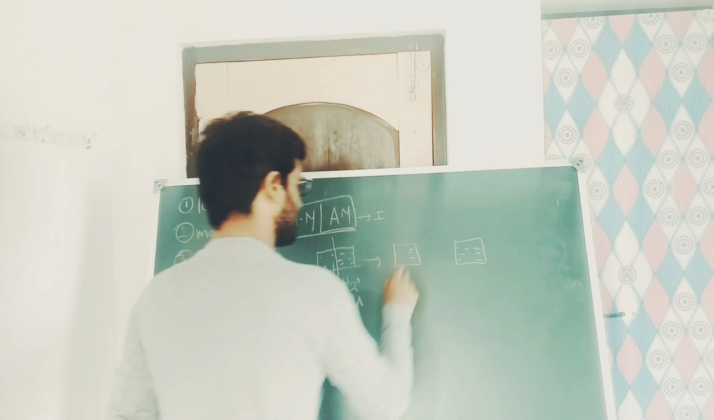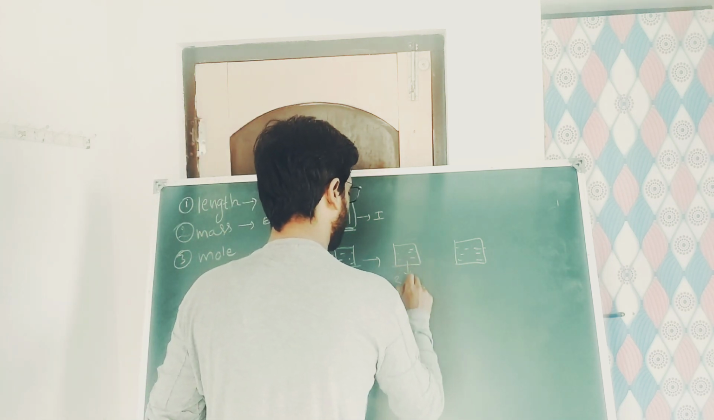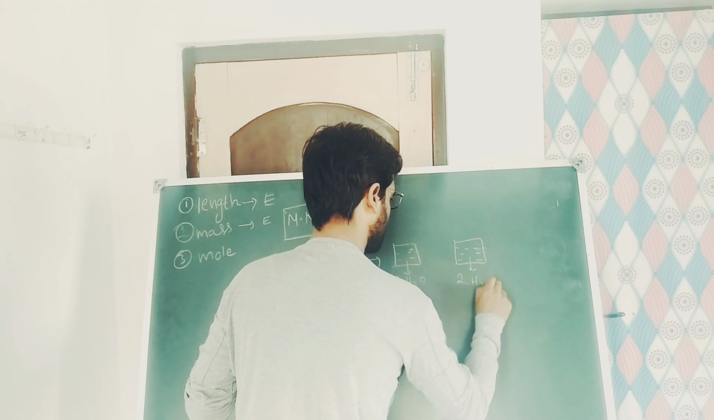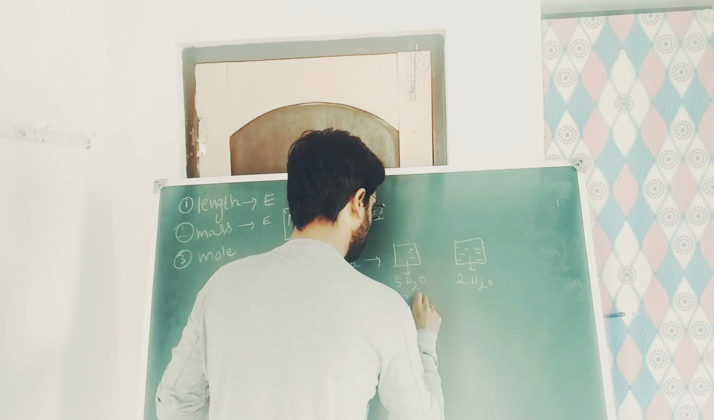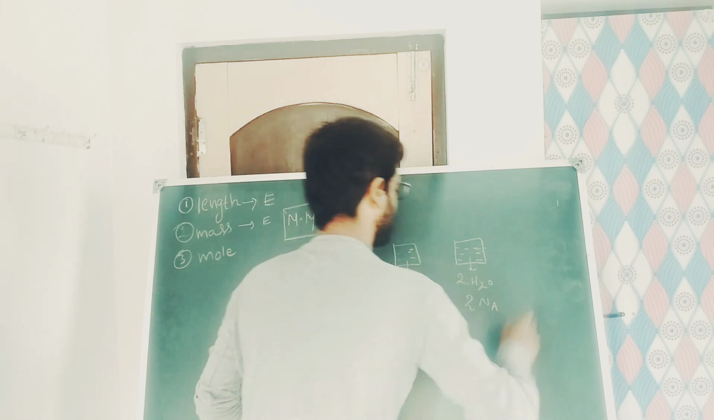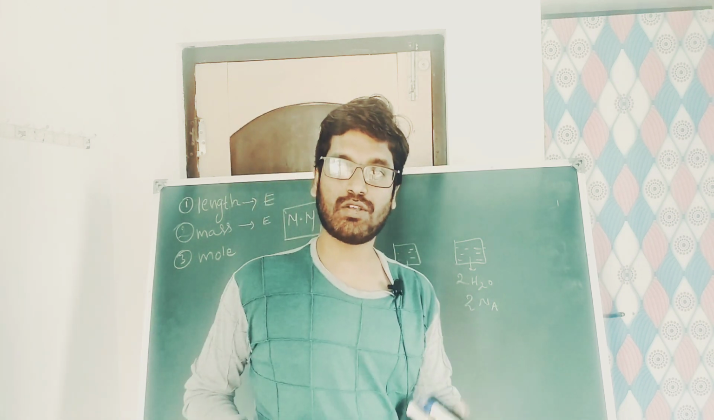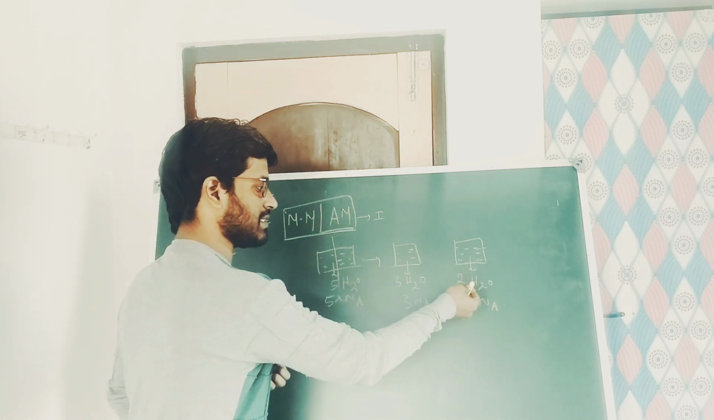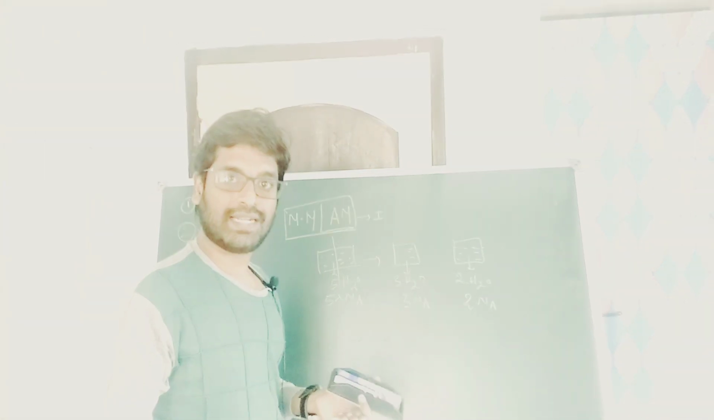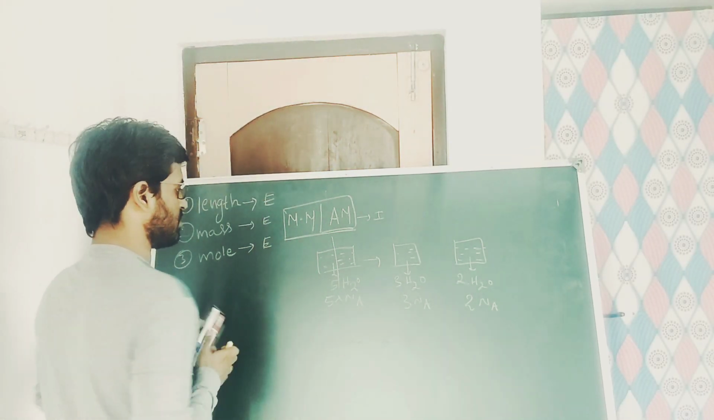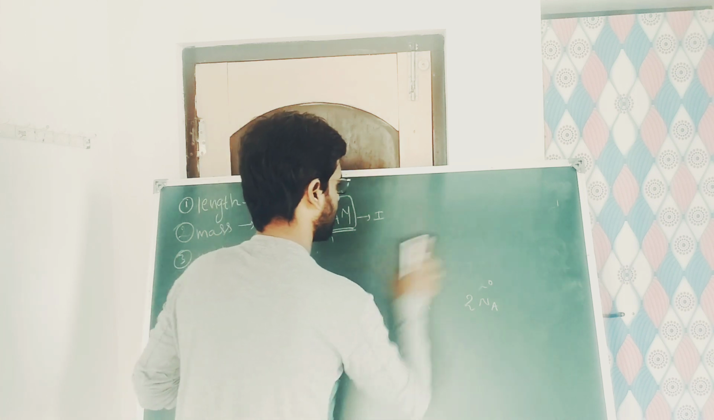Now I am saying in this part 3 moles of water is there, and in this part 2 moles of water is there. That means 3 times Avogadro number of molecules are here, and 2 times Avogadro number of molecules are here, right? So after dividing this system, the property has changed. So mole is an extensive property. Mole is an extensive property. Okay.